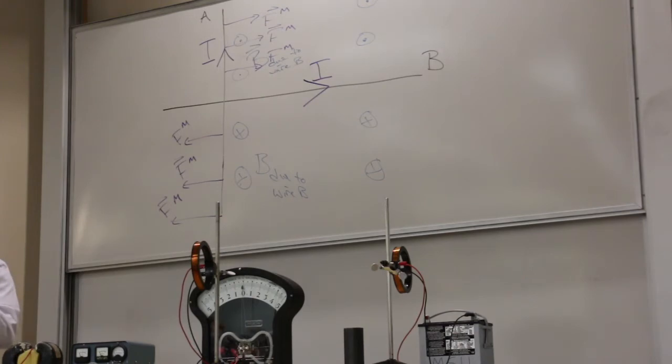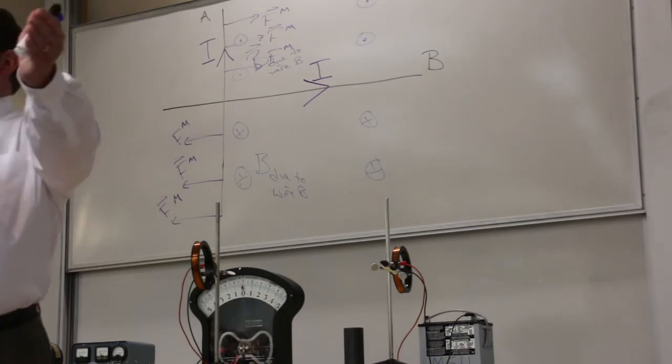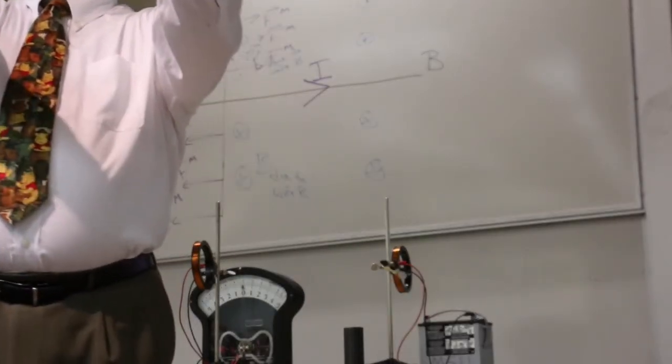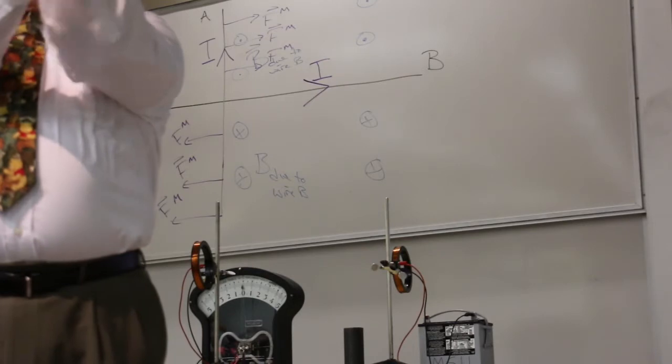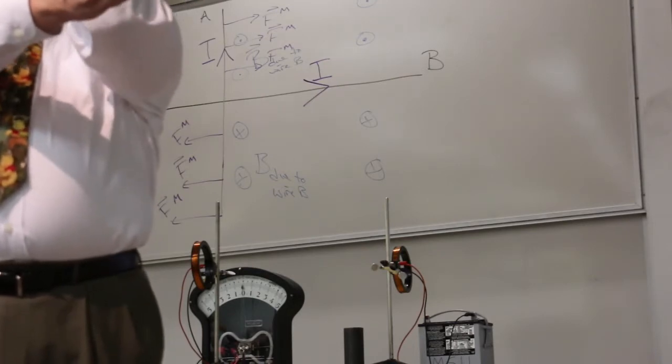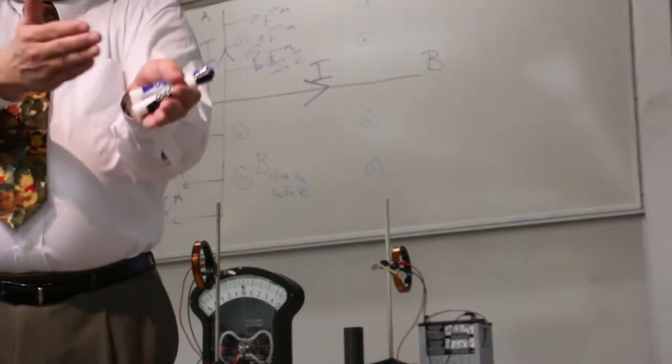So what I get by symmetry is zero net force, but a non-zero torque. This is going to try to cause wire A to rotate clockwise until it lines up with B. Remember, we found that two wires carrying current in the same direction attracted each other. So now these wires are going to first of all try to get in the same direction and then attract each other.